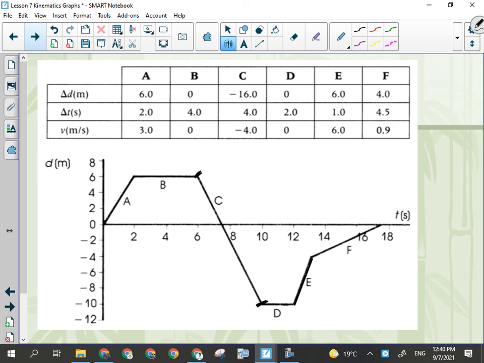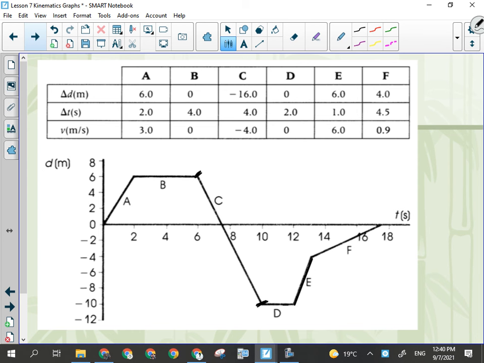This is a position versus time graph. So in these two parts of the graph, because the position is becoming more positive, the object is moving forwards. So what this object is doing over the course of the entire trip is going forwards, and then what's it doing in part B?